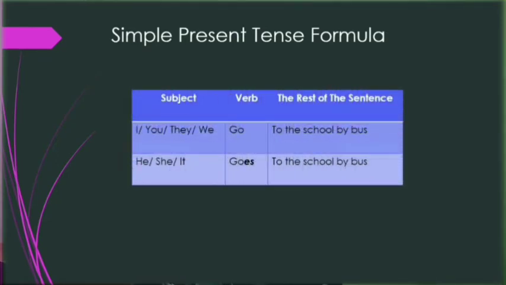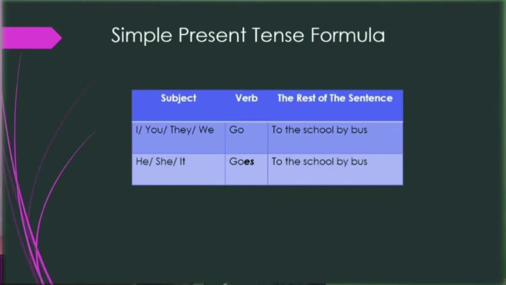You can see in the table, the subject in table 1 is I, you, they, we, and the verb is go, and the rest of the sentence is to the school by bus. And you can see in table 2, it is he, she, it, and the verb is go plus es, to be goes, and the rest of the sentence is to the school by bus.